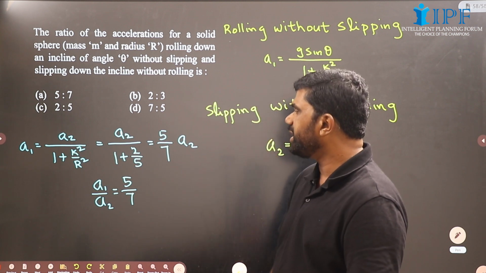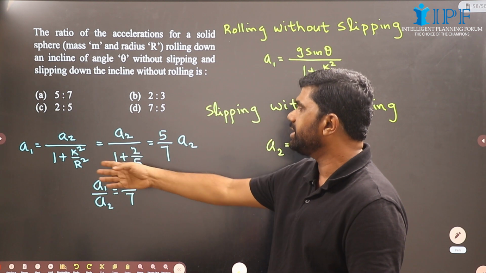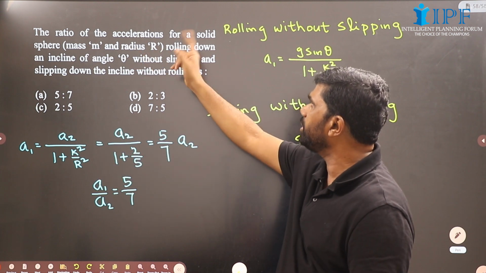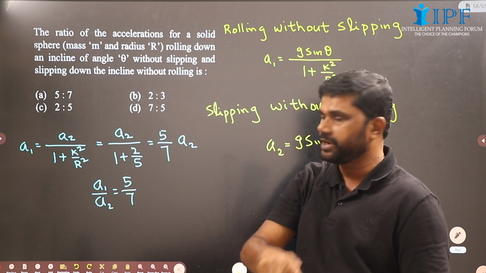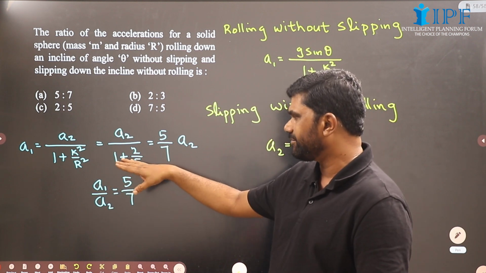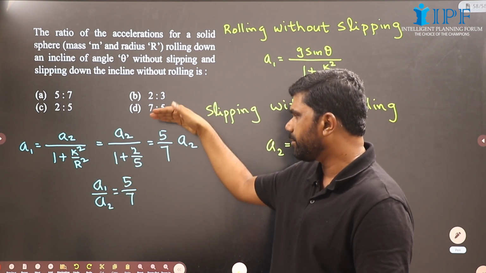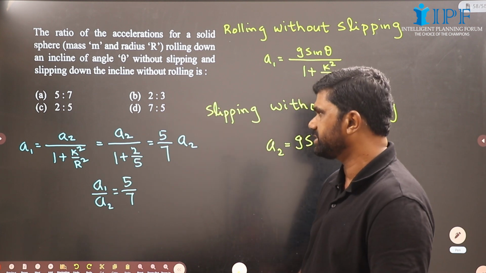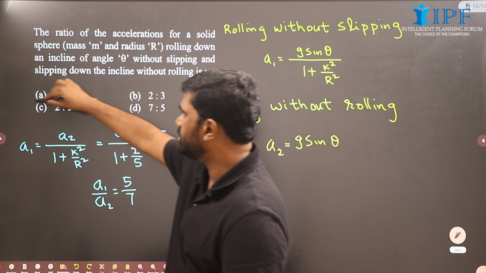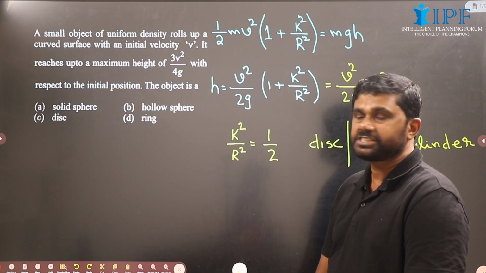So a1 by a2 will be, here k square by r square, the body is a solid sphere, so k square by r square will be 2 by 5. 1 plus 2 by 5, that is 7 by 5. Or it will come as 5 a2 by 7. So a1 by a2 will be 5 by 7. Okay, so it is 5:7. Now let's see the next question.